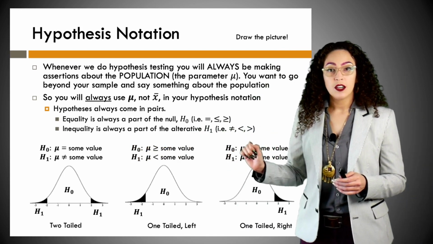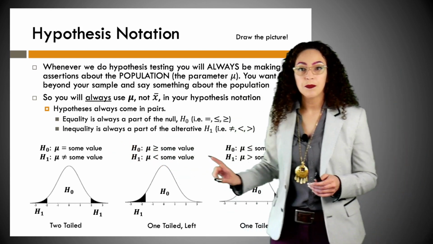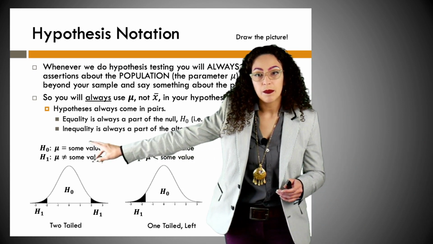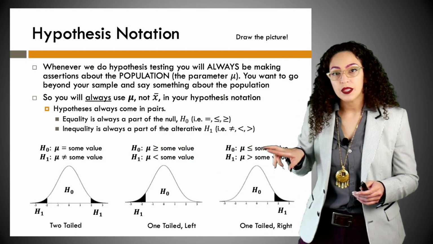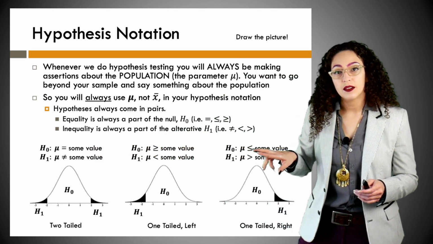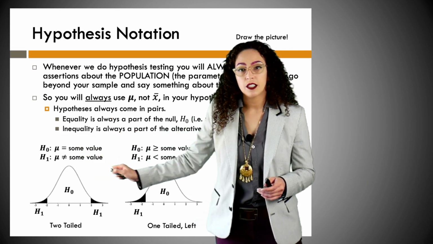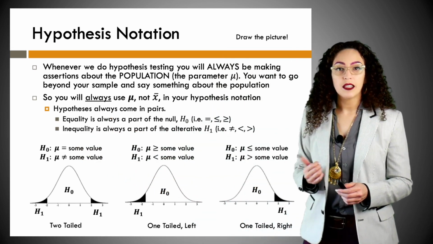But for now, notice how the notation, in all of them we are using mu, and the top one, the null hypothesis, is the one that has an equality symbol in it. So this one is less than or equal to, greater than or equal to, or equal to. And our alternatives are either not equal, less than, or greater than. And now let's look at some examples of these.